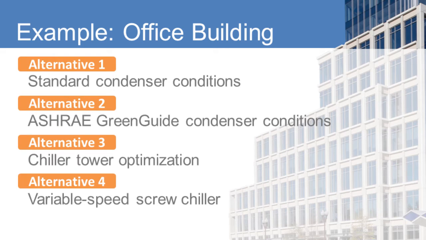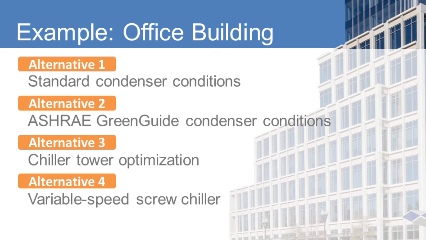Alternative 1 will be the baseline and will evaluate the chillers with standard condenser conditions. Alternative 2 will evaluate the chillers with ASHRAE Green Guide condenser water flow conditions, which are lower flow, higher delta T conditions. Alternative 3 will keep the low flow condenser and add chiller tower optimization on the cooling tower side. Alternative 4 will be the same as alternative 3, but with variable speed screw chillers instead of centrifugals.